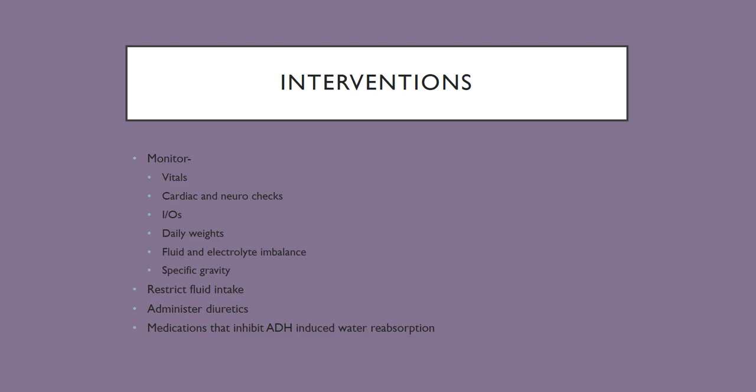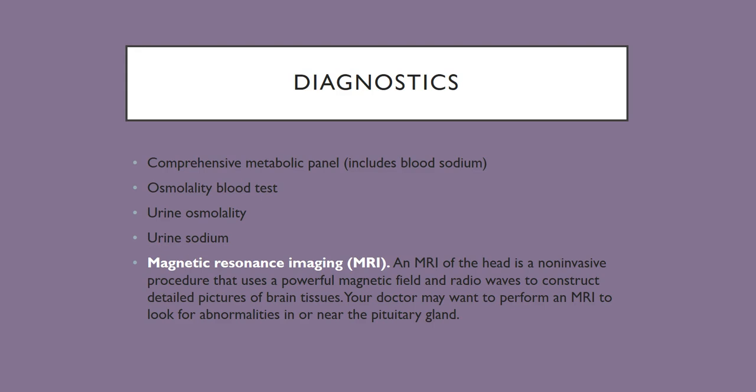Interventions are going to be monitor vital signs, cardiac and neuro checks, daily weights, fluid and electrolyte imbalances, specific gravity, restrict fluid intake, administer diuretics, and medications that inhibit ADH-induced water reabsorption. Diagnostics are going to include a comprehensive metabolic panel, a CMP, osmolality blood test, urine osmolality, urine sodium, and possibly an MRI in order to take detailed pictures of the brain tissues. They will want to do this in order to find out if there are abnormalities with the pituitary gland.